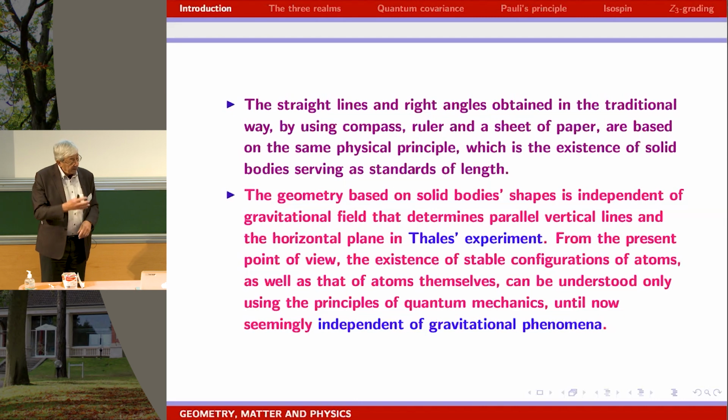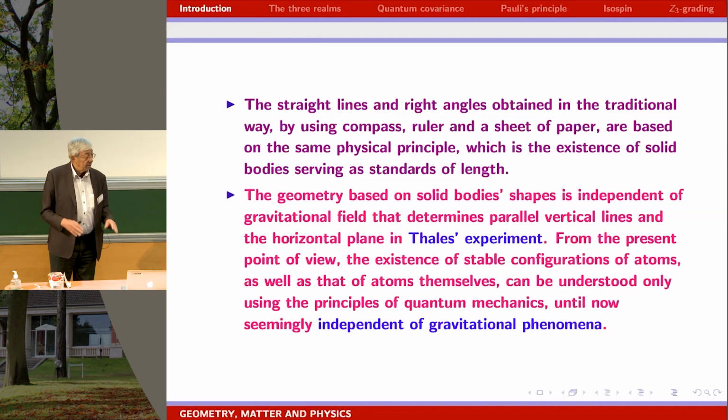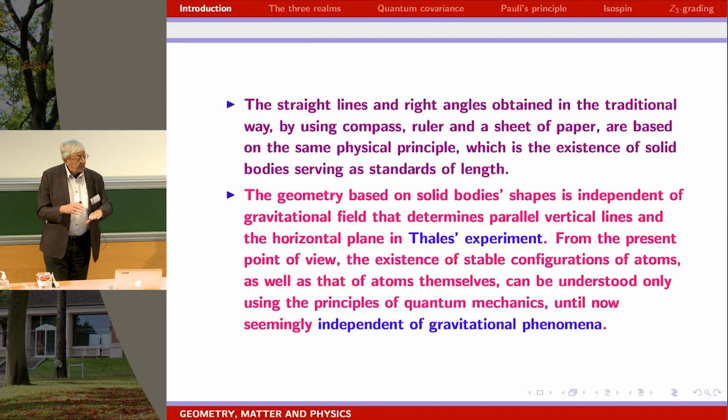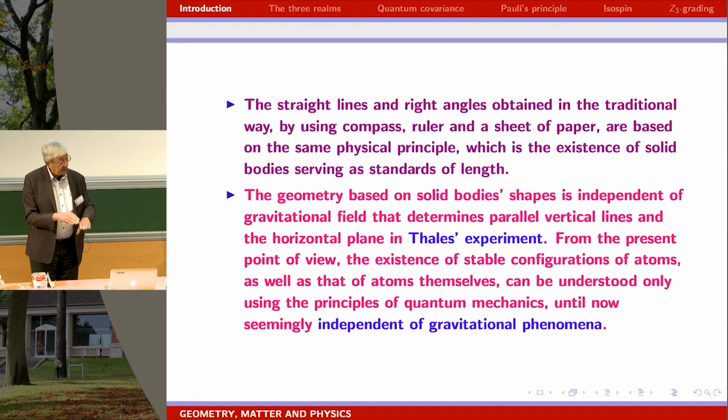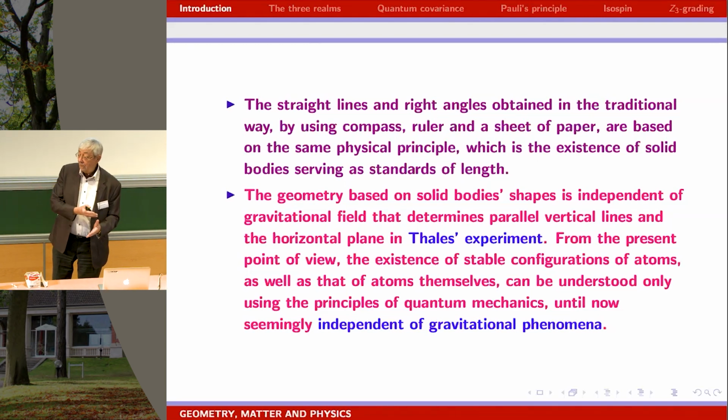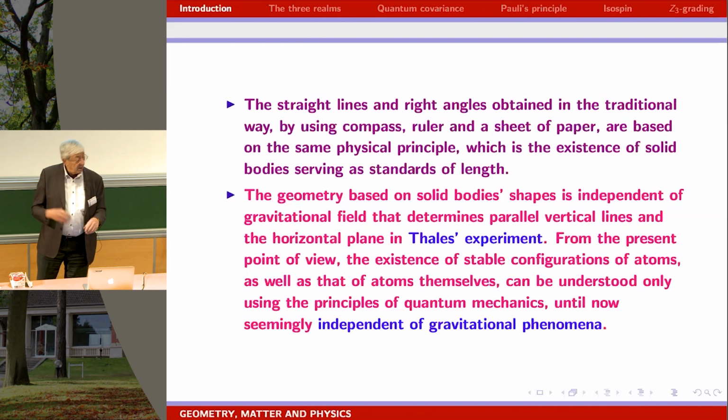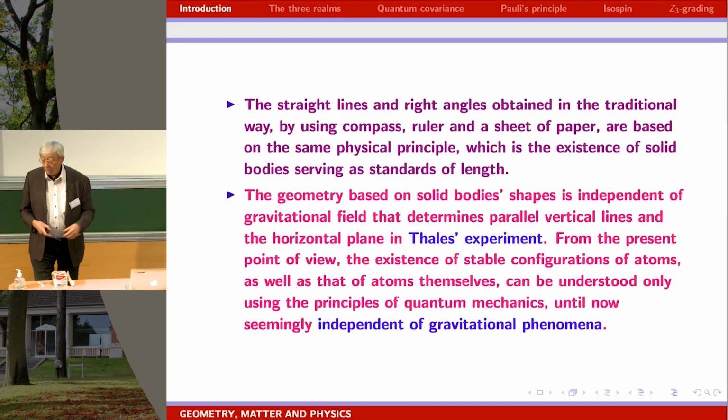You have light rays and sticks and no gravitation. Because even with sticks, with crystals, you can define the right angles, you can define the straight lines, and all you need is the light ray, and that's it. You could do without gravitation, of course.